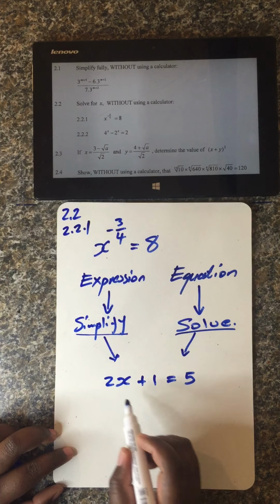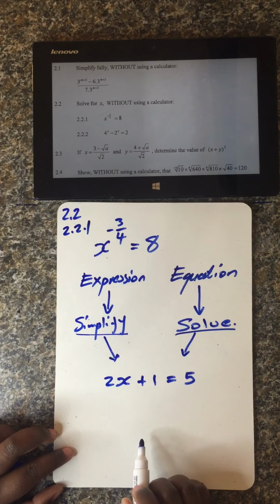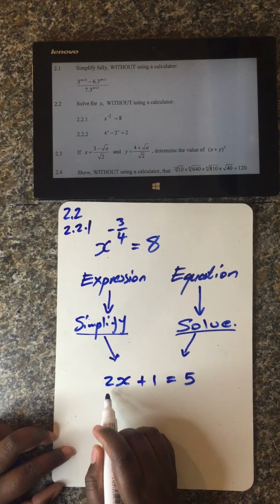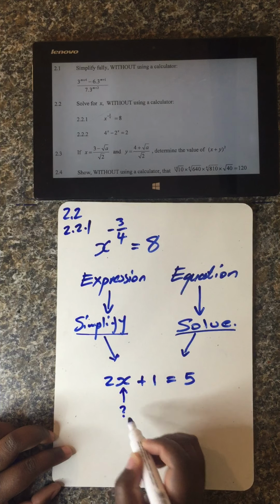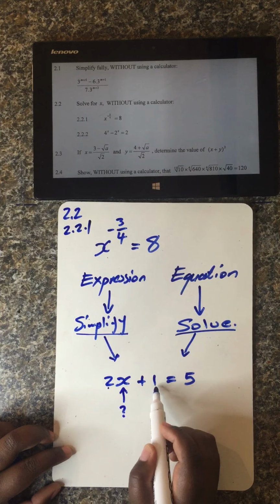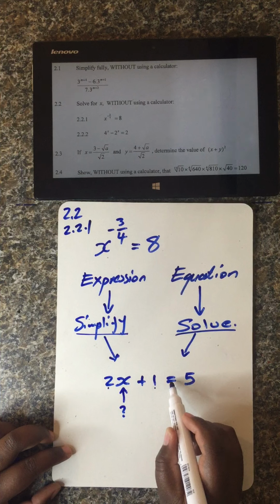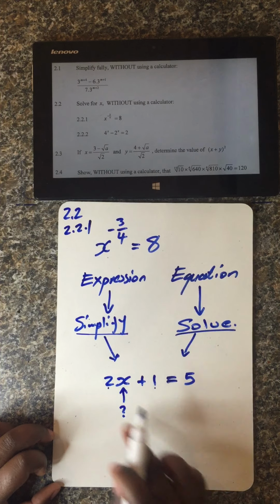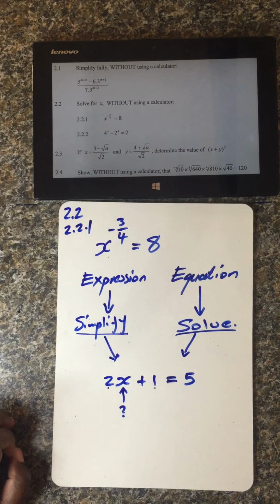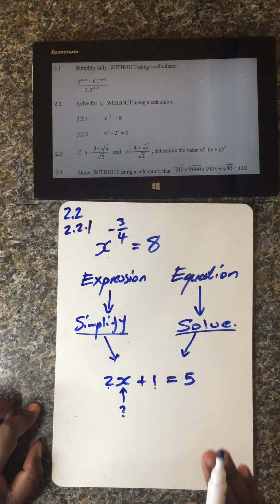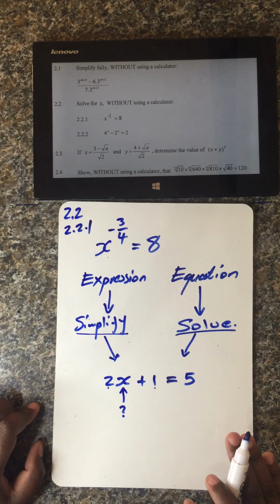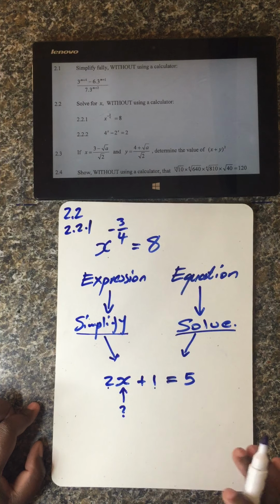Okay, so let's now try to interpret this equation. So it's more like they're saying, what number, when you multiply it by 2 and you add 1, gives you 5. This is what this equation says, ladies and gentlemen. Very, very much important. You should be able to interpret the given equation. You should be able to interpret the given expression.